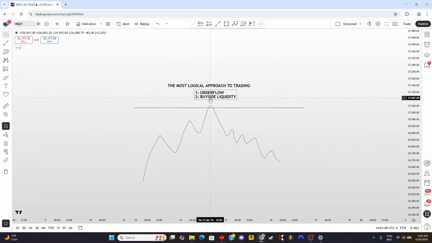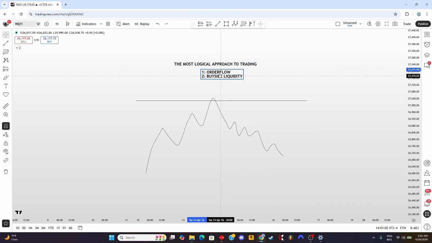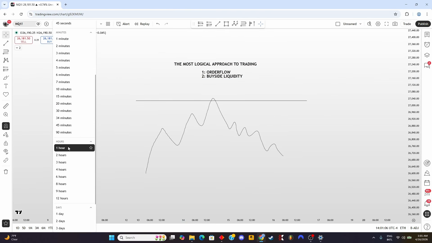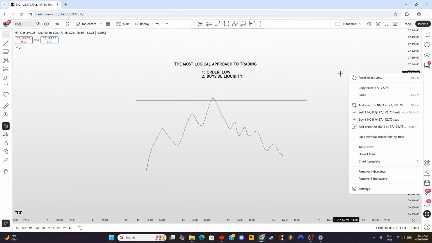And the higher time frame is the 1 hour time frame. We are not looking at the daily time frame. We are not looking at the 4 hour time frame. We are looking at the hourly time frame. But if you want to identify liquidity, you can use the 4 hour or even the daily. But when looking at the order flow, you want to stick to the 1 hour time frame.